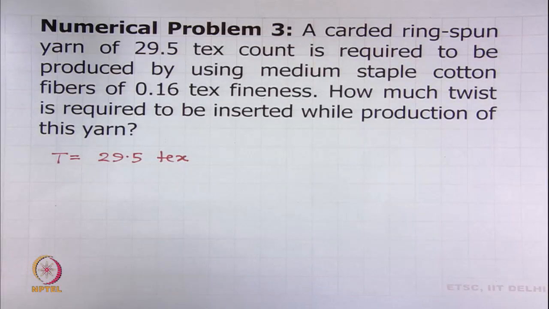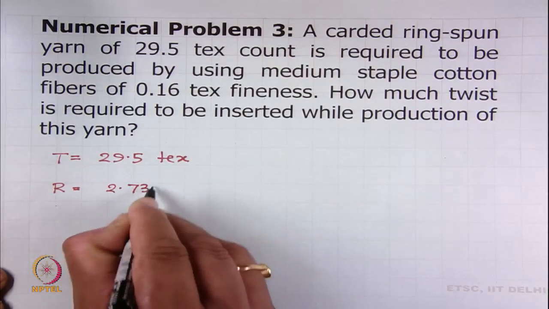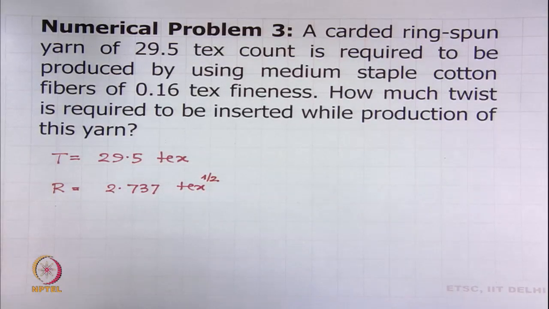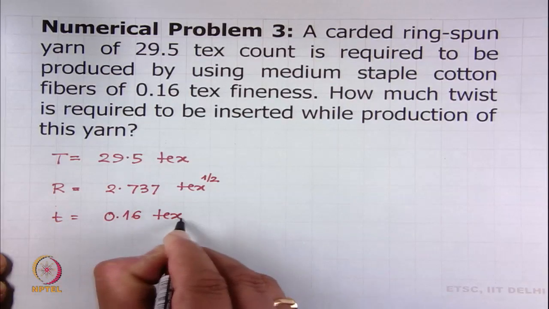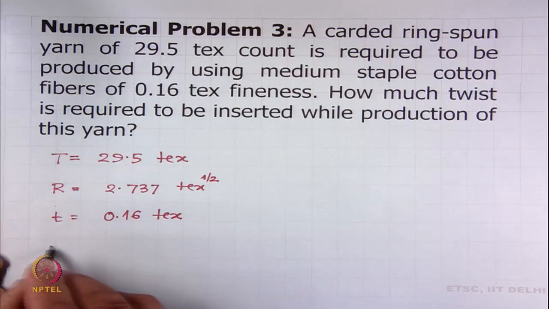A yarn of 29.5 tex is to be produced by using medium staple cotton fiber. So, the value of R is 2.737, with 0.16 tex fiber fineness. How much twist is required to be inserted while producing this yarn? A very typical industrial problem. You need to find out Z.